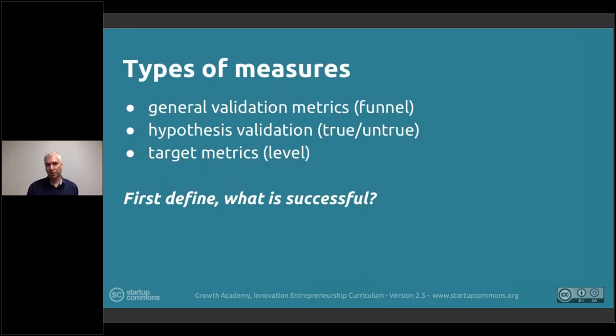So the types of measures are the general validation metrics for the product from the eyes of the funnel. Then hypothesis validation: we think something is like this in theory, but is it so in practice? It's a very simple true or untrue, and the learnings from that. And then the target metrics. Are we making progress? Are we hitting certain conversion rates? Are we getting this type of response to our messages and so forth? So these are the types of measures.